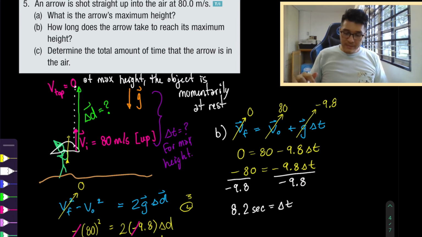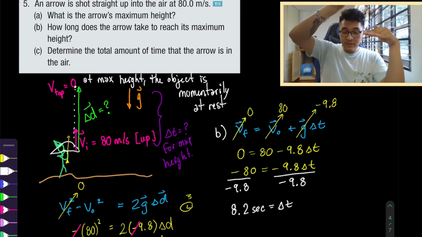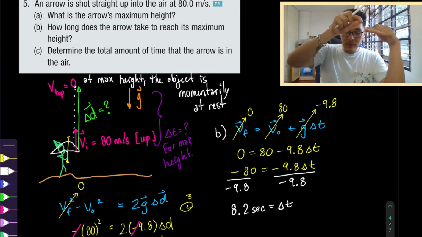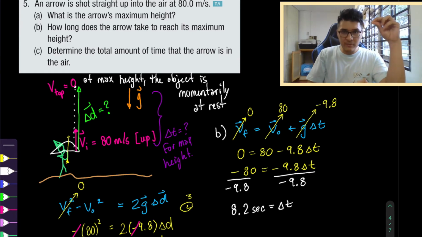And for part C, determine the total amount of time that the arrow's in the air. This question is not so clear because the archer is launching it up. We don't know the height that the archer is launching it from. So when it goes to the maximum height, we don't know if the archer catches it or if it hits the ground. We don't know how far the person is from the ground. So it's not so clear.